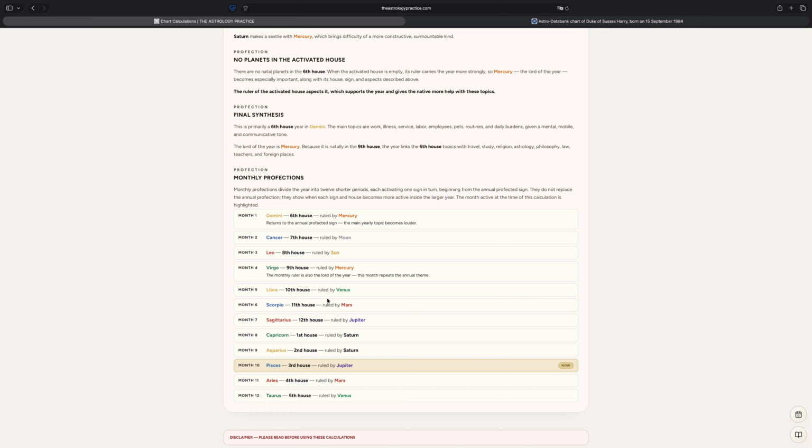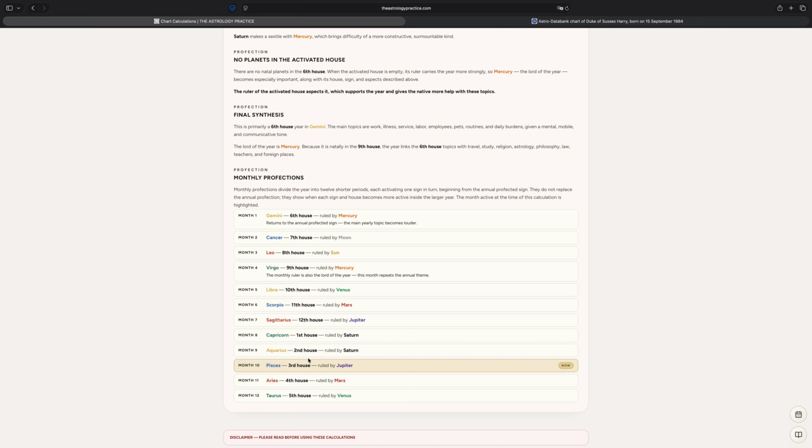I've also added a section for monthly profections. So right now he's in the 10th month of life, which is governed by Pisces, by Jupiter. You can probably see which months are most difficult. He's just moved into this 10th month because today is July 15. So since he's born September 15, he's now moved into the 10th month. But the previous month was ruled by Saturn, right?